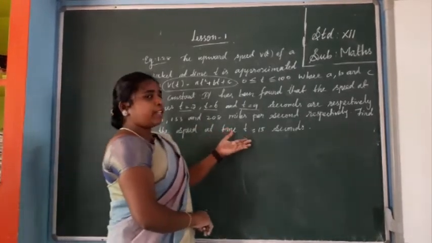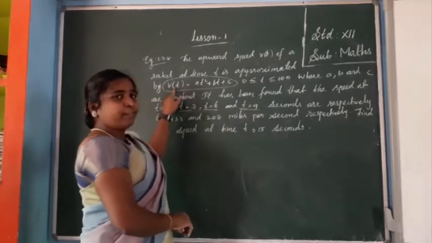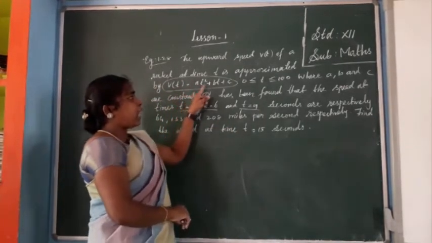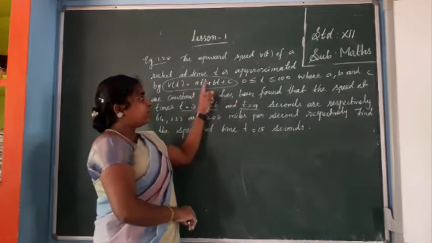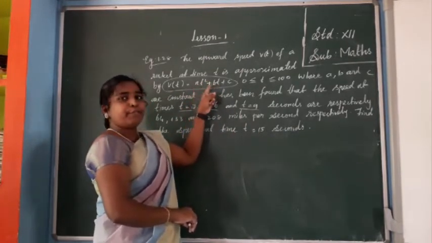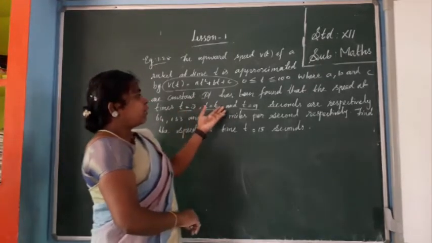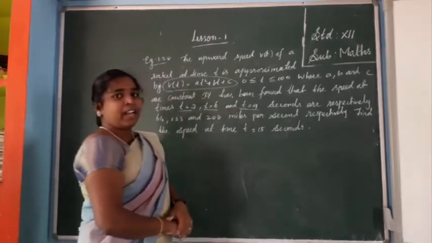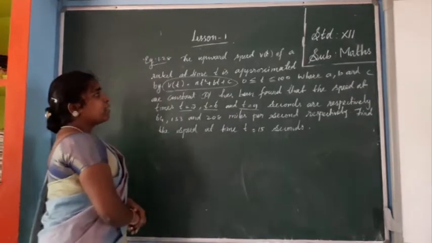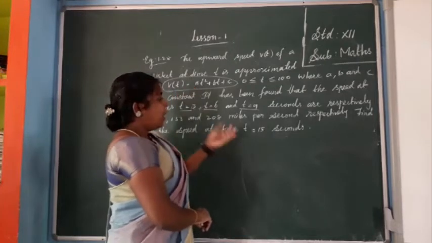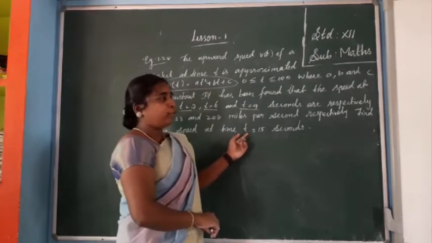What is the meaning of that? We want to find v of 15. If you want to find v of 15, you need these unknown values, since t is 15. So what's the value of a, b and c? For that you have to use these given values and first find the values of a, b, c. After getting a, b, c, you can substitute the values in this equation. Next we can find v of 15.